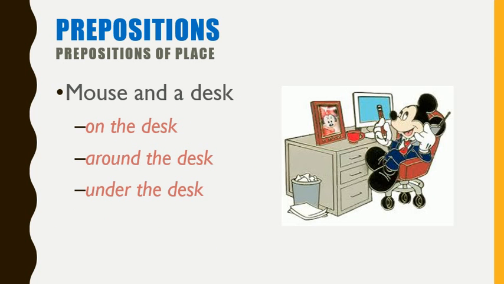Prepositions of place are probably the most common definition you learn when you're in grade school. Your teacher tells you, think of a mouse and a desk. You probably heard that. Imagine where a mouse can be in relation to that desk. The mouse can be on the desk, it could be around the desk, or it could be under the desk. It could go around, it could go above, it could go below, it can come from the desk to the desk, and so on. All of those words are prepositional words. It shows the relationship between the mouse and the desk.